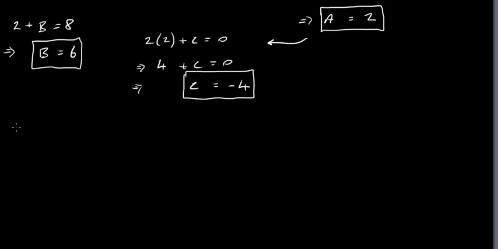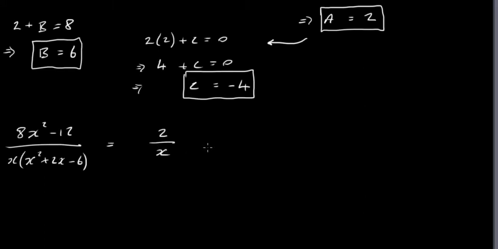So my original fraction was 8x squared minus 12 over x times x squared plus 2x minus 6. I decided that was equal to a over x. Well, a is 2, so that's 2 over x, plus I had a bx plus c, so that gives me 6x plus c, which is minus 4, and that was over the x squared plus 2x minus 6. So this here is my final answer.